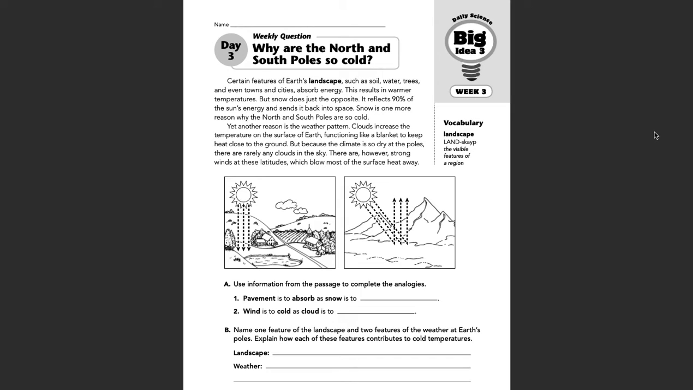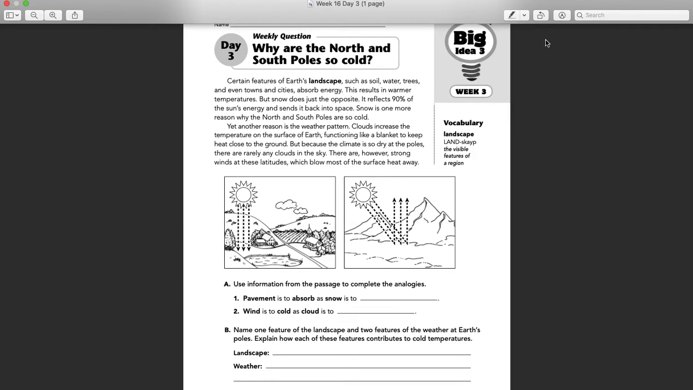So we have the two diagrams there where it shows heat being absorbed into the land, and then obviously the diagram right here where it's being reflected because there's snow covering the ground. So part A wants us to use information from the passage to complete the analogies. Pavement is to absorb as snow is to, so see it bouncing off there, that would be reflect.